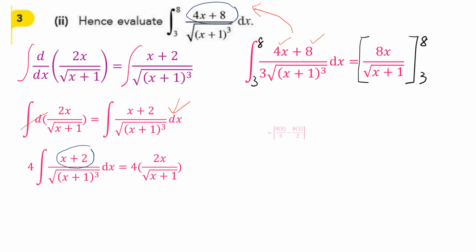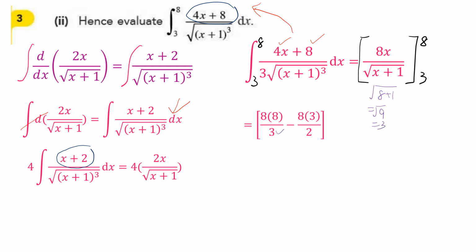Right, and then you substitute in the first part, substitute x to be 8. So how do I end up getting a 3? It's because square root 8 plus 1 will give you square root 9, and that gives you 3. That explains this part here.